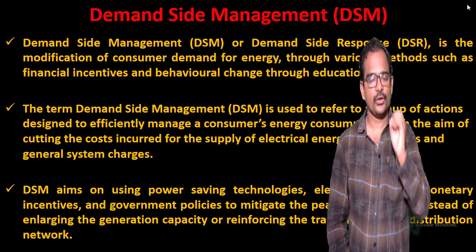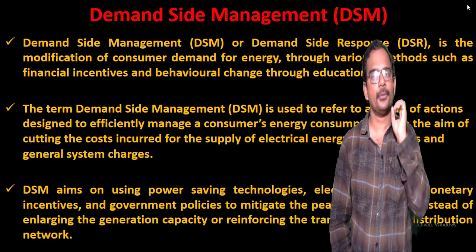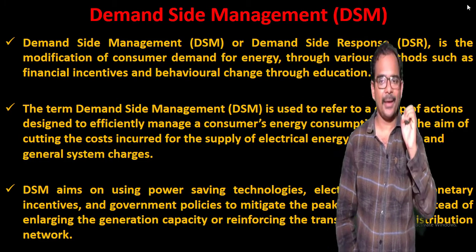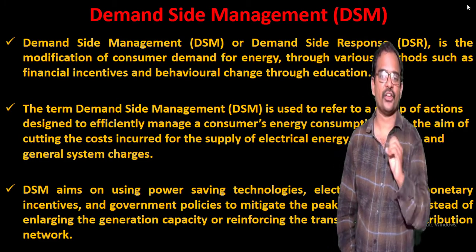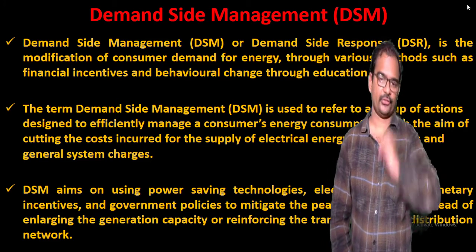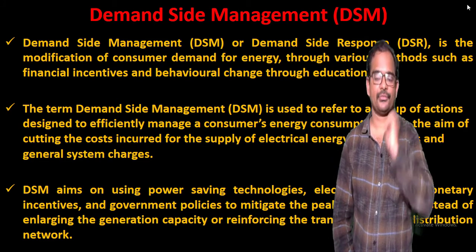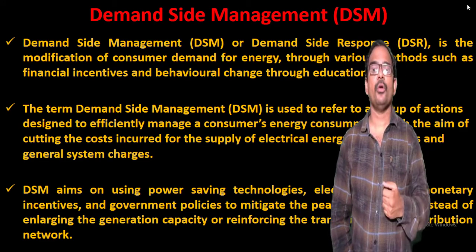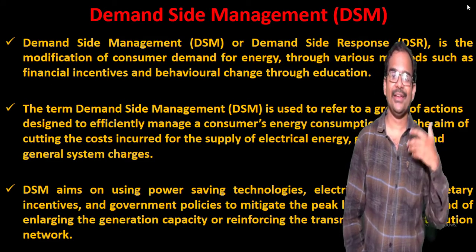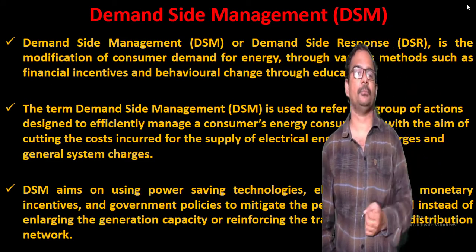Right. It is what is called demand side management. But how will this demand side management be performed? Demand side management is nothing but a group of actions, and those actions include using power saving technologies as one action, electricity tariffs as one more option, monetary incentives, by providing incentives, as the third option, and government policies as the fourth option.